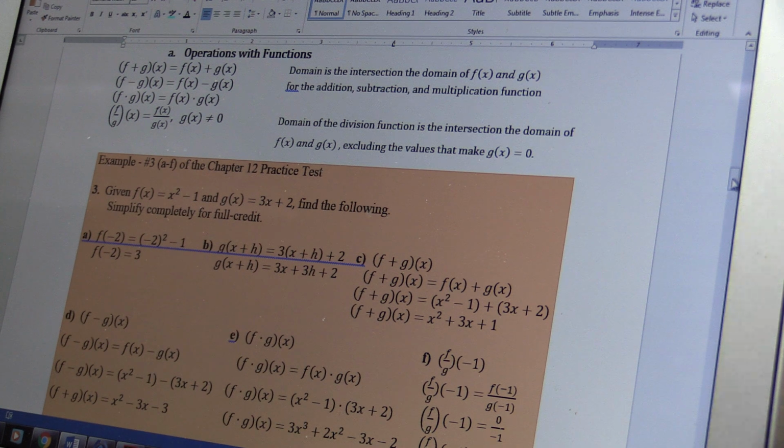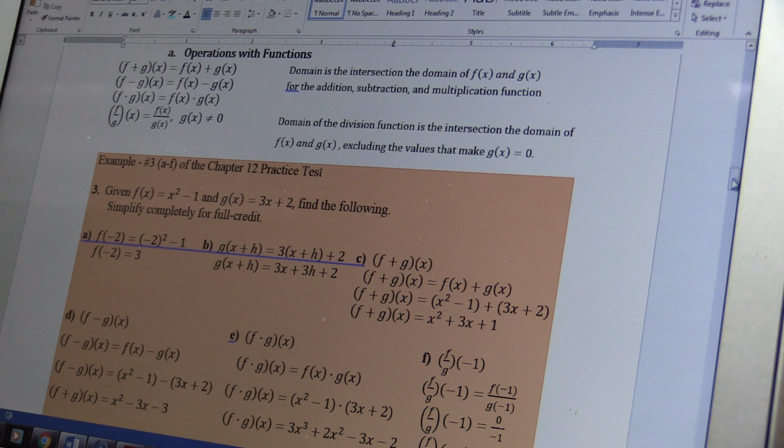Now we will look at operations with functions. Just as we would with regular numbers, we can look at dealing with operations on functions themselves. We can add functions and we get a function output. Subtract functions, we end up with a function output. Multiply functions and divide functions. We could also talk about the domain and ranges of these.